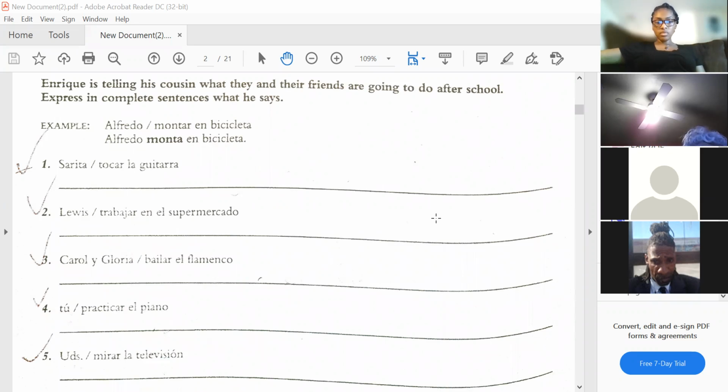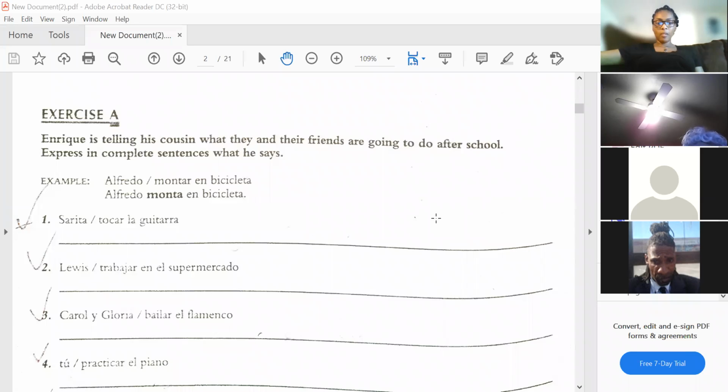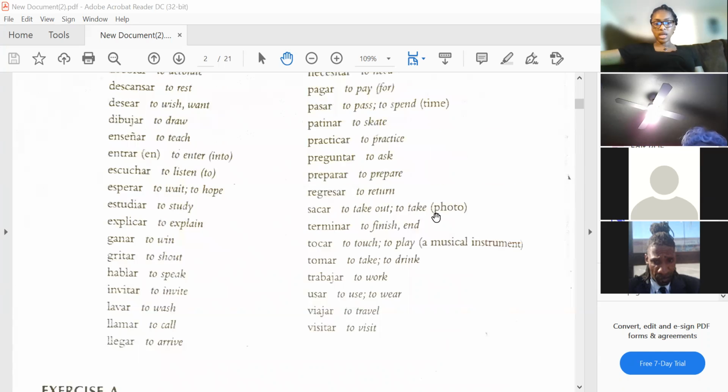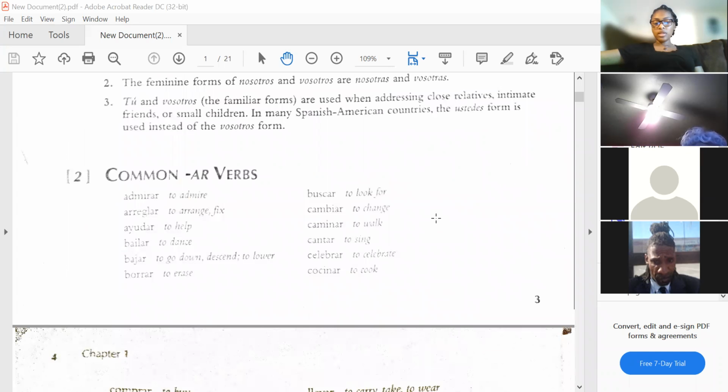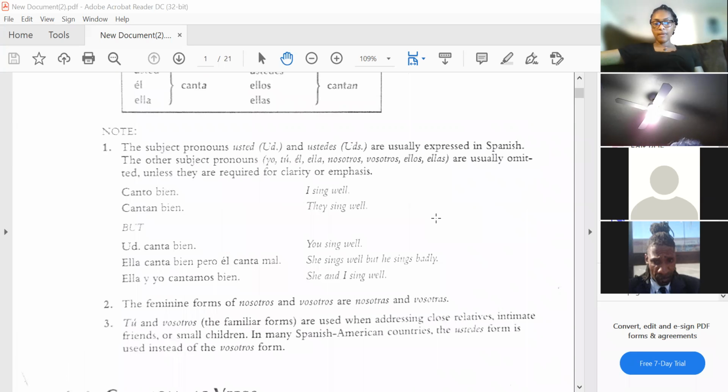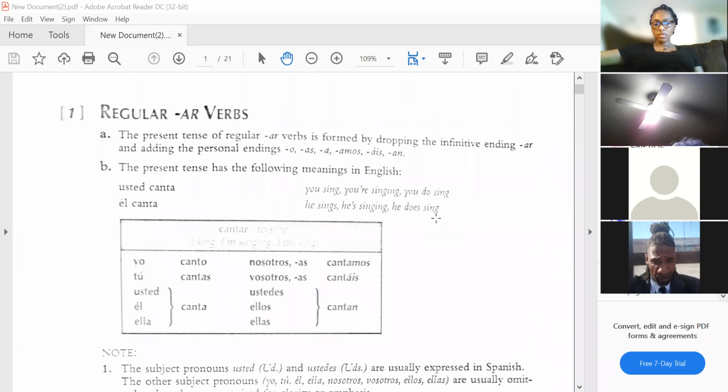But before we do, let's review one more time. Who remembers how to say the AR endings? What are the AR endings? Let's review those first. If you want to say I sing, how do you say I sing? Yo canto. Is it that you add the o on the end to have the subject and the verb agree in this case?